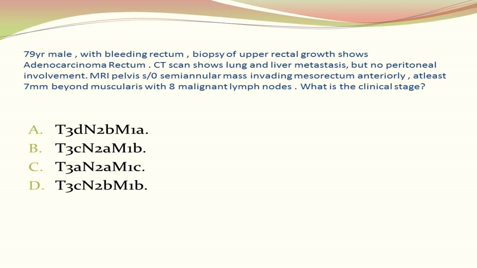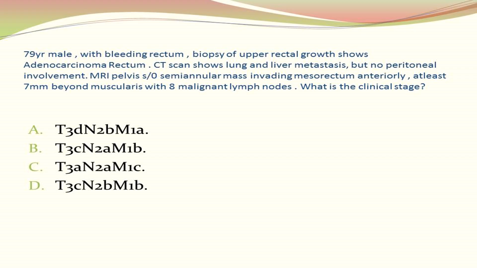So after understanding the basics of TNM staging, we will take a couple of questions on the TNM staging. A 79-year-old male patient with a bleeding rectum, biopsy of an upper rectal growth shows an adenocarcinoma of the rectum. CT scan shows a lung and liver metastasis, but there is no peritoneal involvement. MRI pelvis is suggestive of a semi-annular mass invading the mesorectum anteriorly, at least 7 mm beyond the muscularis with 8 malignant lymph nodes. What is the clinical stage? This is very, very straightforward. First, understand there is a lung and liver mets. So it becomes what? M1B.